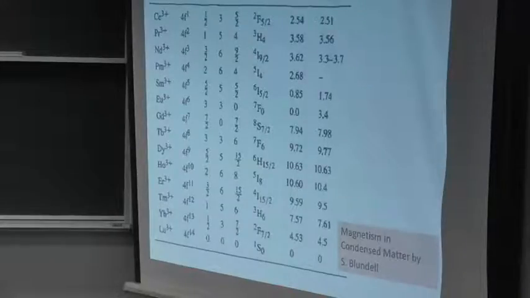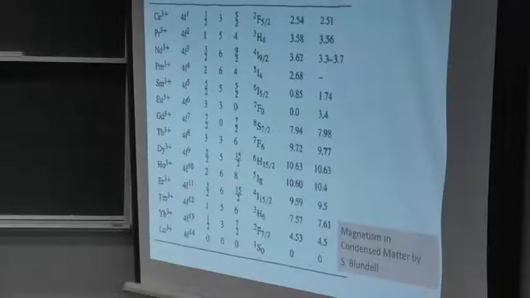You place it inside a magnetic field, and each J will split up into 2J plus 1 levels. This is a paramagnetic ion with this corresponding value of J. It is described by a Brillouin function. It has a certain field and temperature dependence. You can get a susceptibility. So all of these are paramagnetic ions. Now, this is the value of p, the effective magnetic moment calculated from these values of L and J.